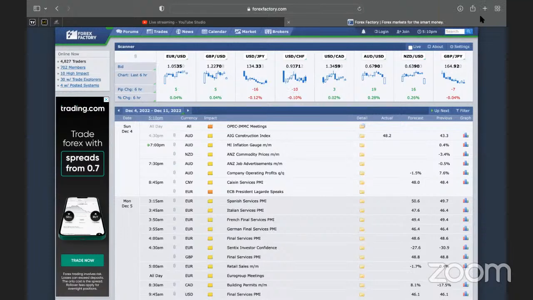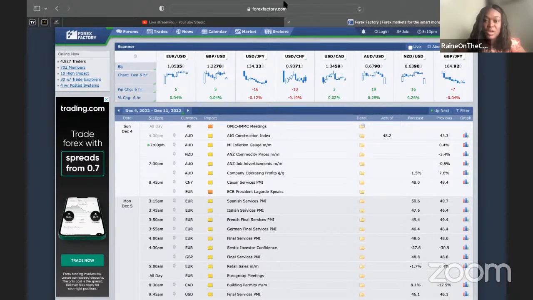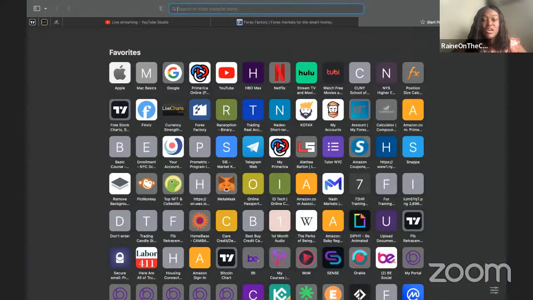Perfect. All right. So when it comes to checking the news, let's say everything is all clear, then the next thing I will do is I'm going to check currency strength. And that's going to tell me what I am going to trade.